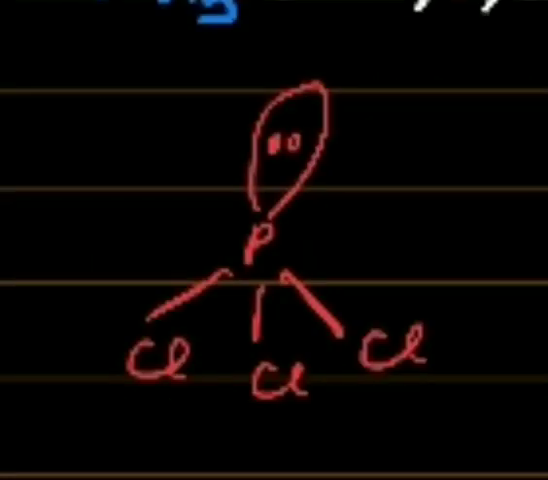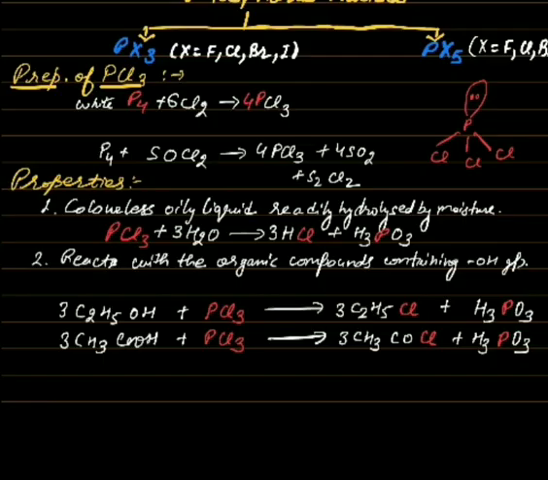Structure of phosphorus trichloride. We can see here that phosphorus trichloride possesses a pyramidal structure along with the lone pair of electrons on the phosphorus atom. Next is the properties of phosphorus trichloride. It is a colorless oily liquid and readily hydrolyzed by moisture. When it is readily hydrolyzed by moisture, there is release of dense white fumes of hydrochloric acid along with the formation of phosphorus acid, that is H3PO3.